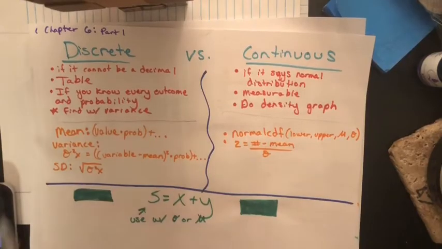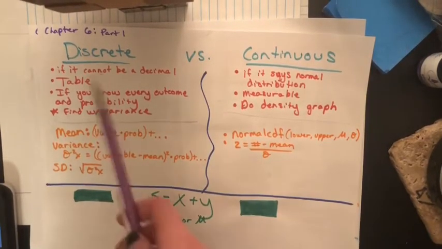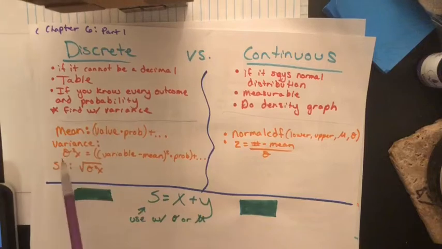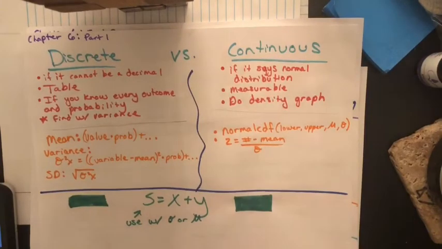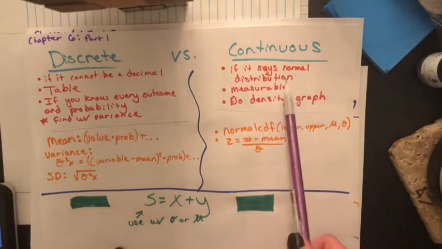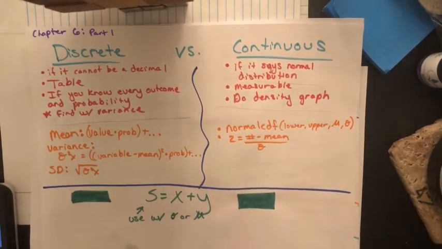In most cases, if it cannot be a decimal, it's discrete. Or if it's in a table, it's discrete. And if you know every outcome and probability, it's discrete. So with discrete, you're going to find variance with a discrete set of numbers. Then continuous, you know it's continuous if it says normal distribution, and if it's measurable. And then with continuous, you're going to do the density graph.